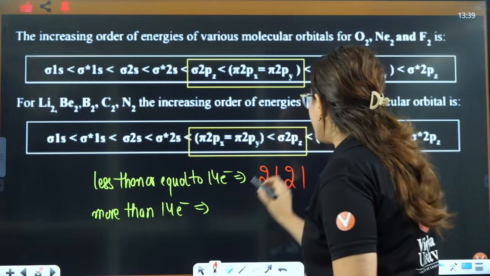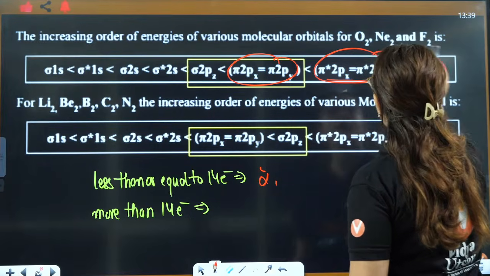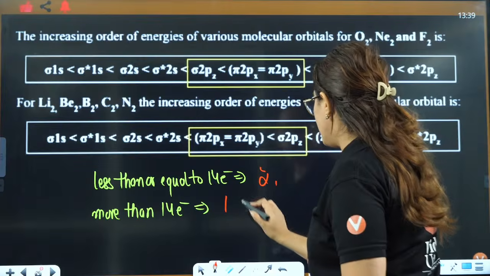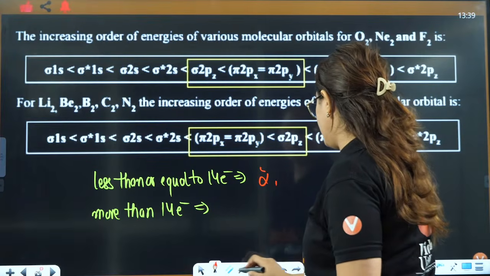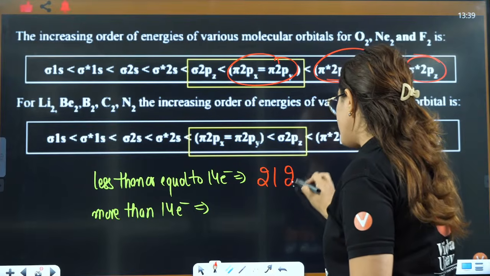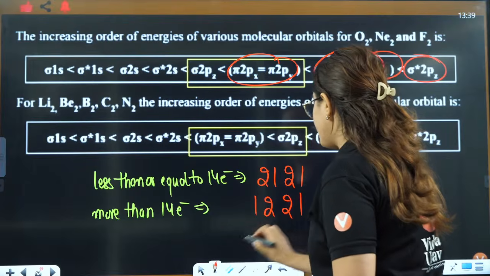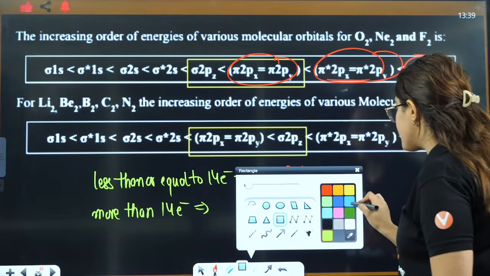For more than 14 it will be 1 2 2 1. I think by mistake I have deleted it. It's 2 1 2 1 for less than 14. This is 1 2 2 1 for more. This thing you must remember for your exam.